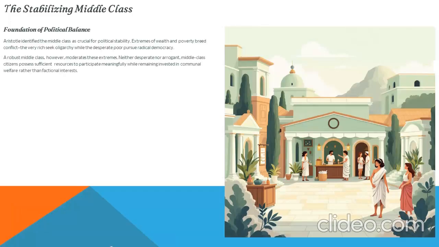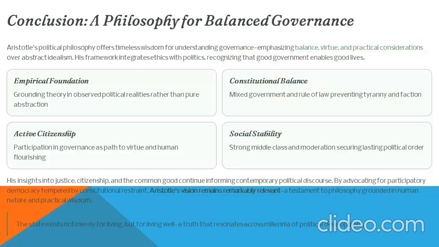Establishing a middle class, the foundation of political balance. Conclusion: a philosophy for balanced government. Aristotle's political philosophy offers timeless wisdom for understanding governance: empirical foundation, constitutional balance, active citizenship, social stability.